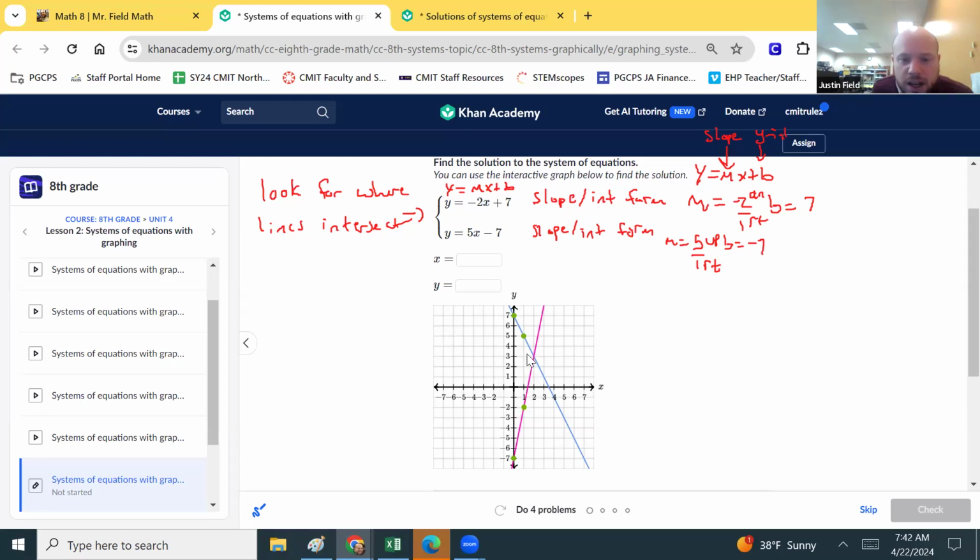Okay, and we see that the lines cross. And where do they cross? They cross right here. And what point is that right there? Just draw in that point right here. And that has an x value of 2 and a y value of 3. That's the point (2, 3). I'm done. So the x value is 2 and the y value is 3.